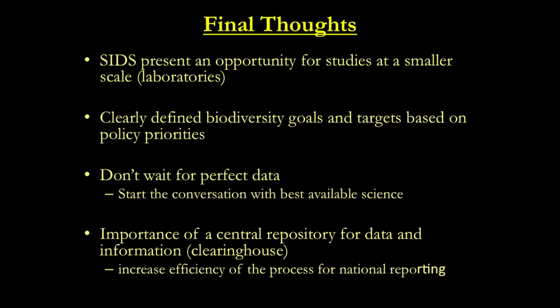The next point is, don't wait for perfect data. Start the conversation with the best available science that you have. And such as in the case with the data we got from the UN Biodiversity Lab, use what you have to begin discussions about policies and actions. And the last point is, it is very important, especially in SIDS, to have a central repository for data and information, such as a clearinghouse, because this does increase the efficiency of the process for national reporting. And it does help to underpin a strong biodiversity portfolio.